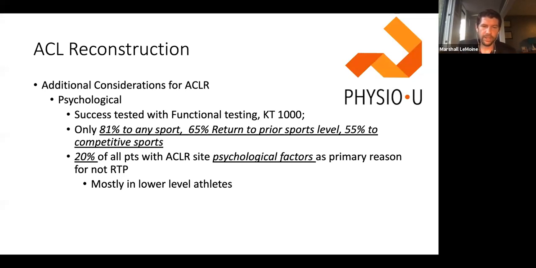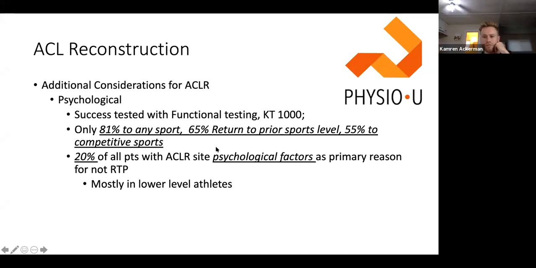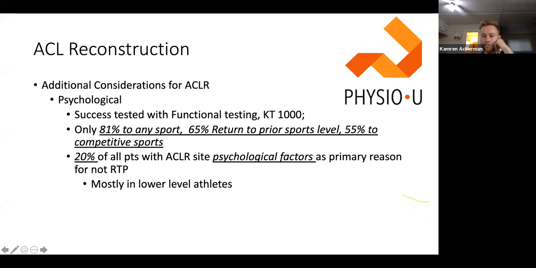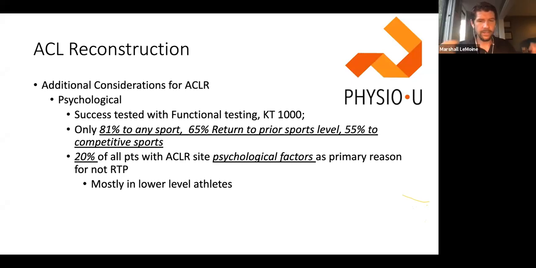So especially in your lower levels. Why do you think that there's more of this psychological factor in the lower level athletes and like a higher level athlete? Why do you think that people are more fearful to return to play if they're a lower level athlete? Less training. Less training. Yep. Okay. David says they are less educated on the condition. Okay. Possibly. And that would come down to our fault as PTs, right? Or rehab specialists or ATCs or whoever's working with them.